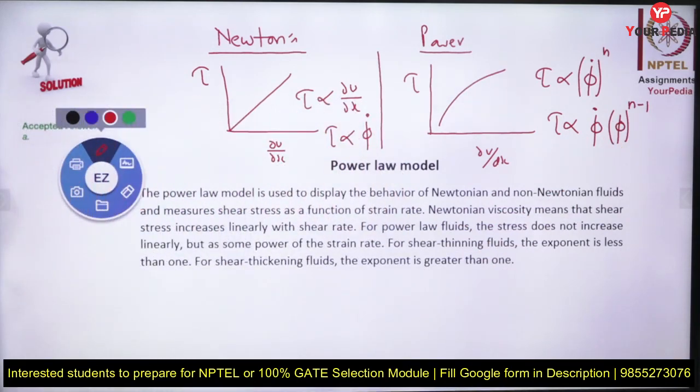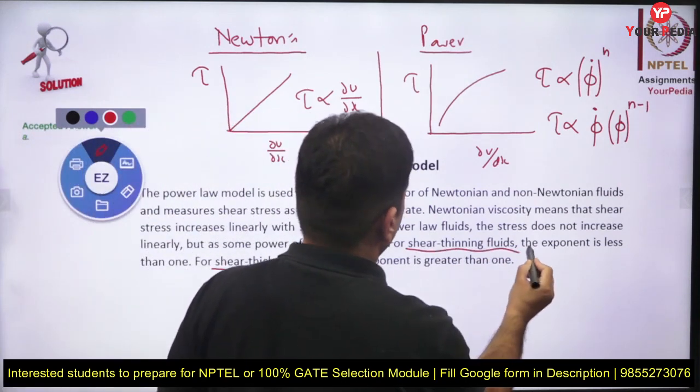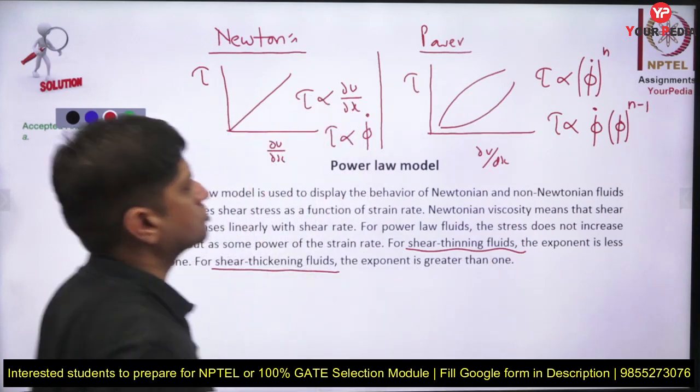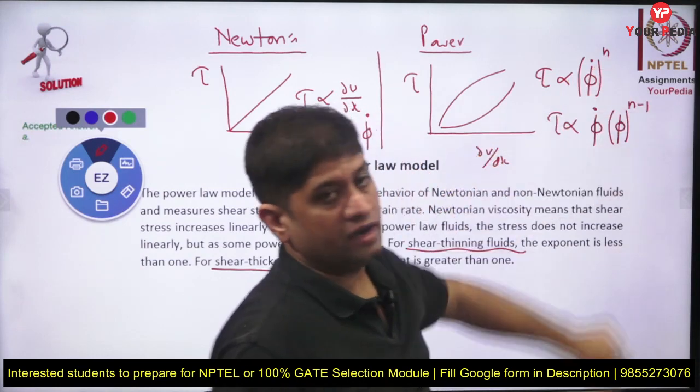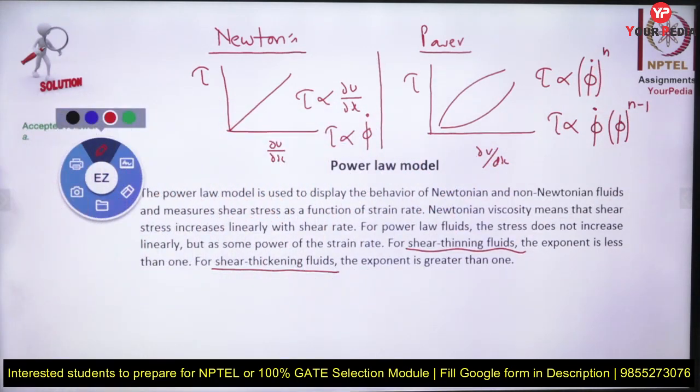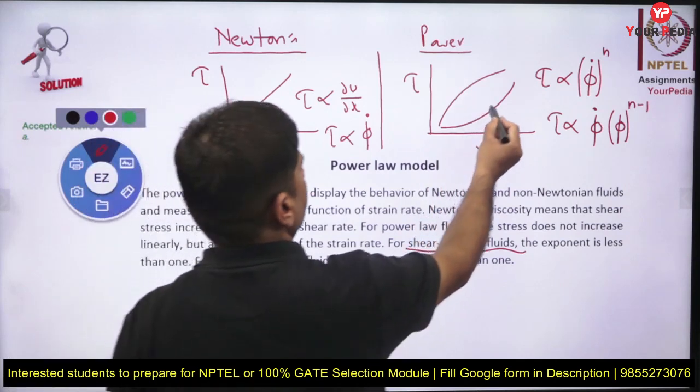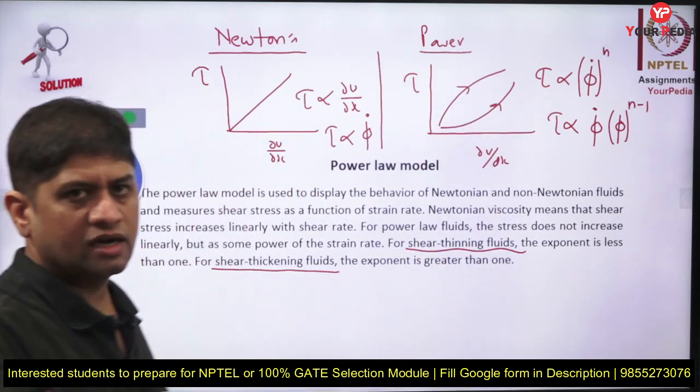So power law is basically for non-Newtonian fluids. You will later on learn about shear thickening fluids and shear thinning fluids. What is shear thickening, what is shear thinning, I will discuss in the next classes. Basically, this exponent n that we made, if this exponent is less than 1, it is a shear thinning fluid, and if it is more than 1, then it is a shear thickening fluid. We will see this ahead.